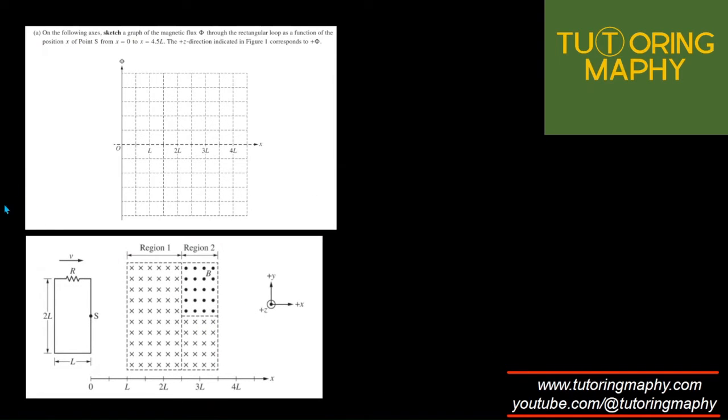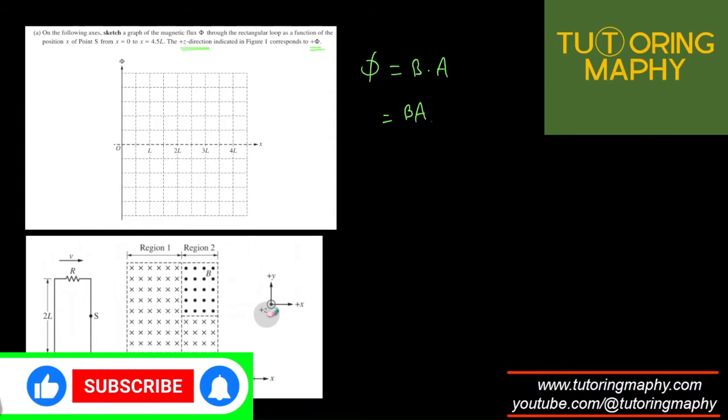Okay, so the first thing which we notice is that from 0 to L, there is no flux. What is the flux, by the way? Let's remember flux again. Flux is B dot A, or B A cosine of theta. We know that the plus z direction indicates a positive flux, so we don't really have to worry about this theta because the sign depends on the direction of the magnetic field, and plus z is taken as the positive sign.